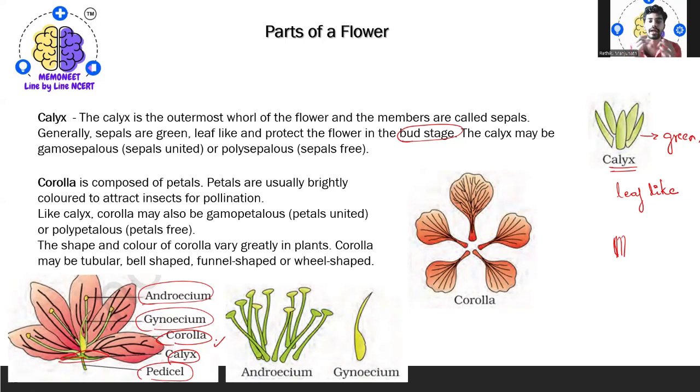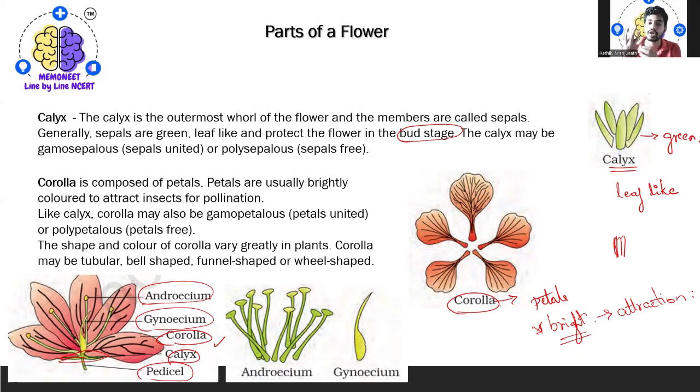Corolla. So next to the calyx, we will be seeing the corolla. So this is the corolla. They are the petals, right? Usually, when we see petals, they are bright in color. They are colorful. This is very important. And what is the major function? Attraction, as it shows inflorescence. So it attracts the insects for the pollination.